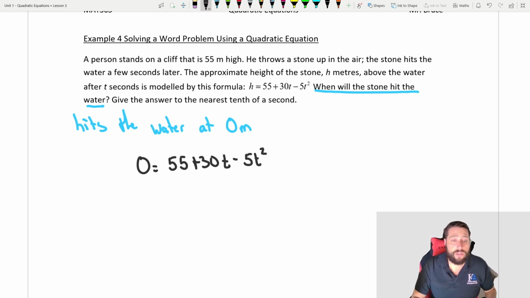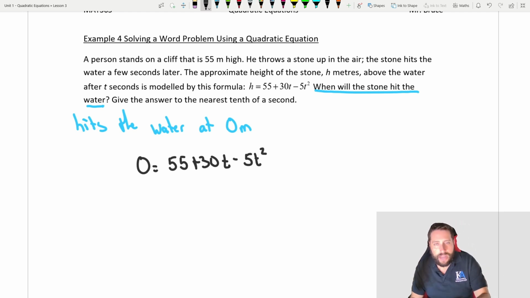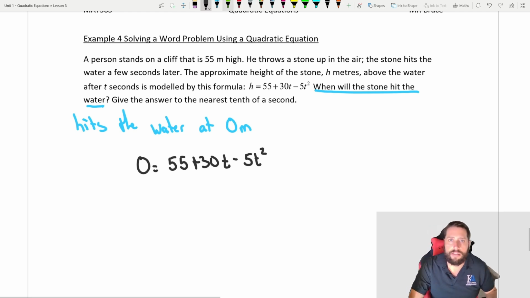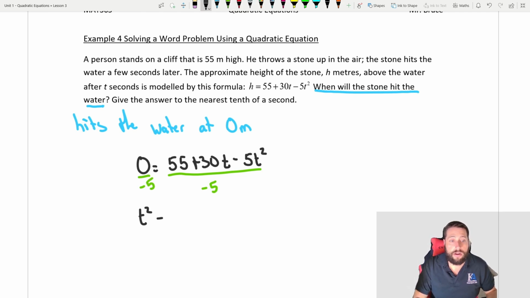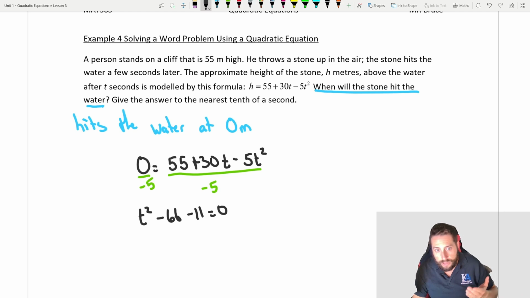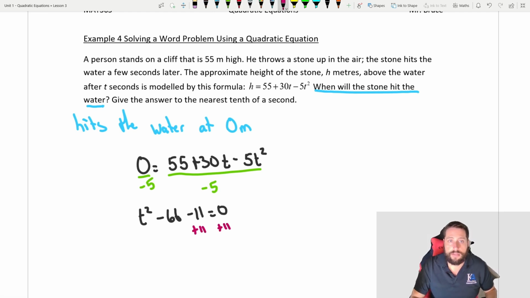So let's complete the square. Oh, sorry. Before we do any of that, let's get rid of the negative 5 first. So we're going to divide everything by negative 5 again. Divide by negative 5. Okay, so we have t squared minus 6t minus 11 is equal to 0. Move the 11 over. So again, we're going to add 11 to both sides.